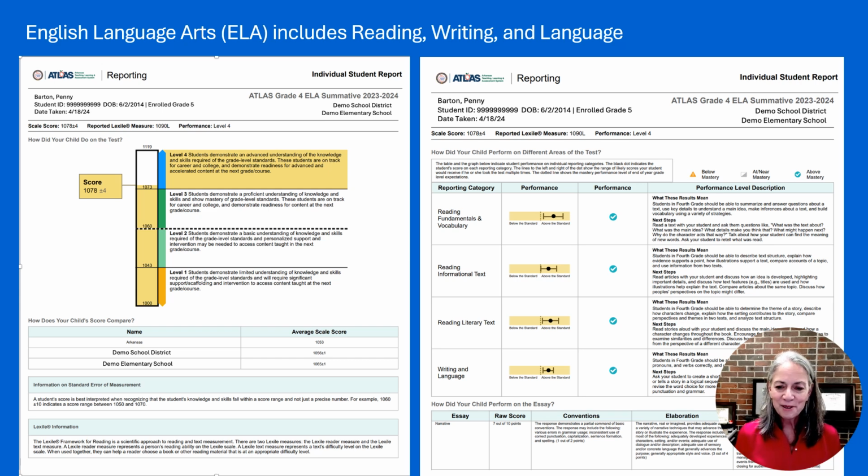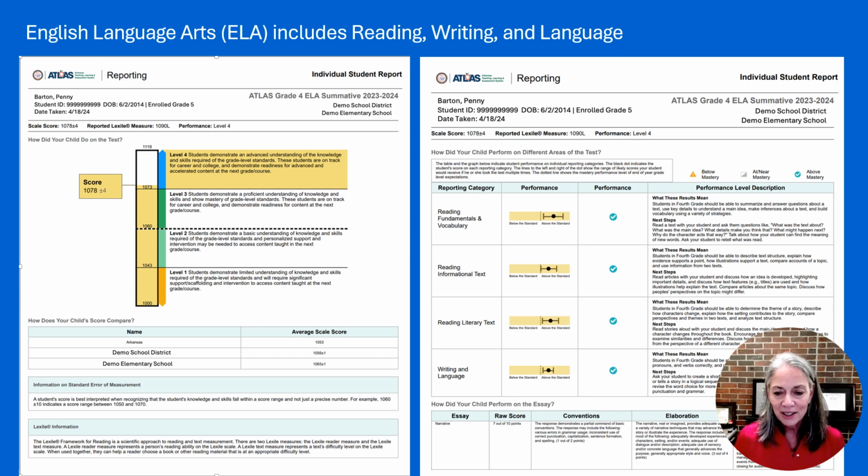So if you learned how to read the math report for the summative, then you'll know a lot about what to get out of the English Language Arts report. One thing to know is that it's composed of reading, writing, and language, so all of that information is provided. On the first page, you have a similar bar that shows where the student is, where their score fell, what performance level they had, and like the previous report in math, you can look at how students in Arkansas did at that grade in this subject, as well as your district and the school for that grade level.